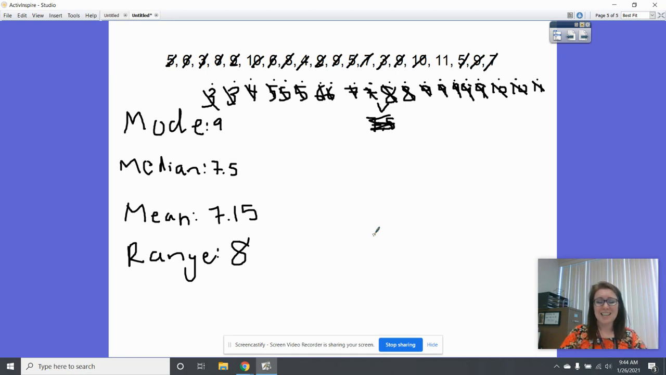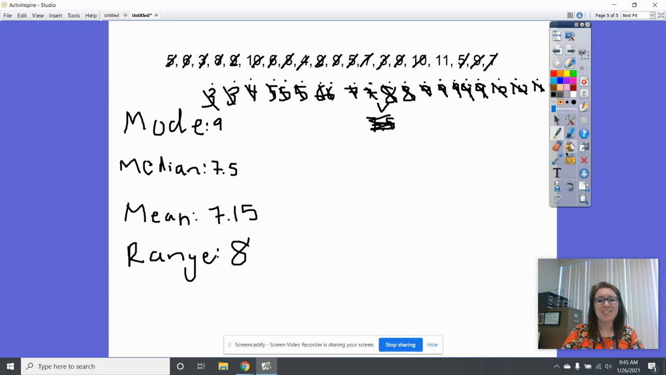Then sometimes you will be asked different questions about them. For example, you could be asked, if there's an outlier, that means if there's a number that doesn't seem to fit, like if we had 50 or something like that in this data, which measure of center is the best representation of the data. Well, if we have 50 in there, that's going to screw up your mean. So your mean will not be a good representation. So your median will be the best representation.